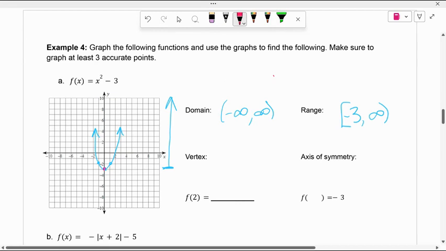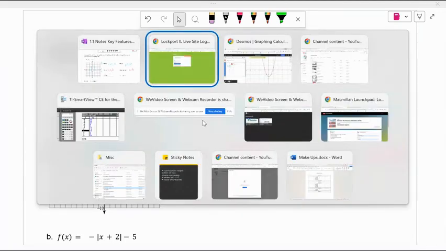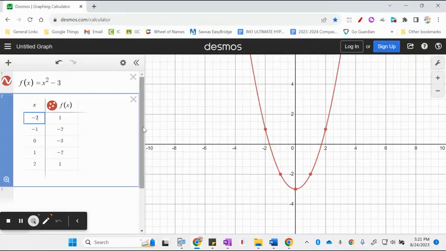Our vertex is also right there, so -3, 0. That means our axis of symmetry is x equals, well, what does x equal? -3. Then f of 2, so we're saying x is 2. What's the y that goes with it? Well, when x is 2, it's a little bit tougher there. So maybe we go back to Desmos, or we could use a calculator, but we can clearly see that when x is 2, y is 1. So you just click on it and you got your point. It's kind of nice.